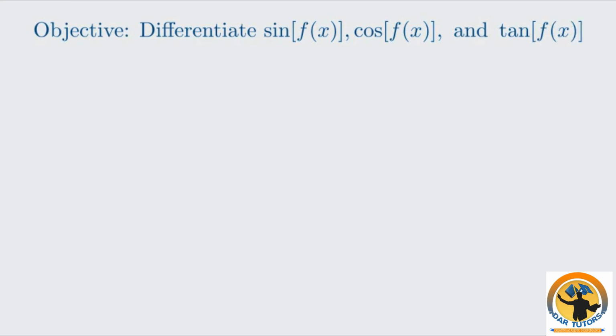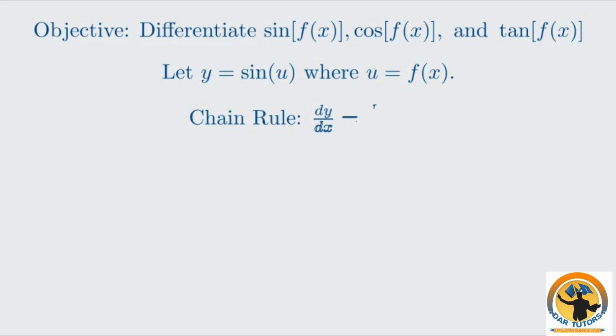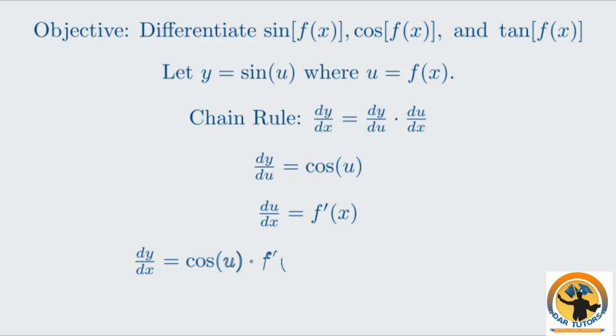Let's consider y equals sin of f of x. We can use the substitution u equals f of x. This gives us y equals sin u. By the chain rule, dy/dx is dy/du times du/dx. The derivative of sin u with respect to u is cos u. The derivative of u with respect to x is f prime of x. Substituting back, we get cos of f of x times f prime of x.